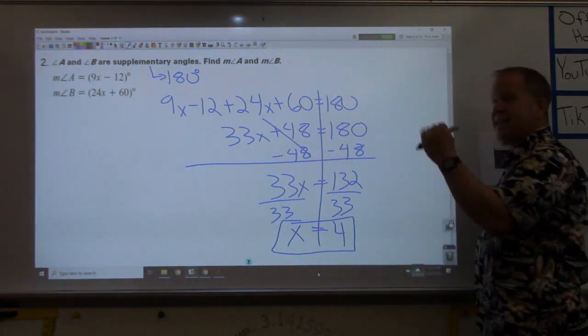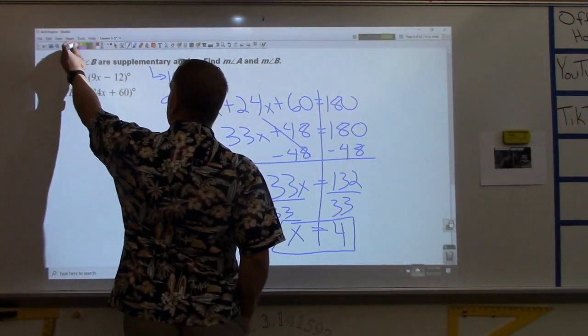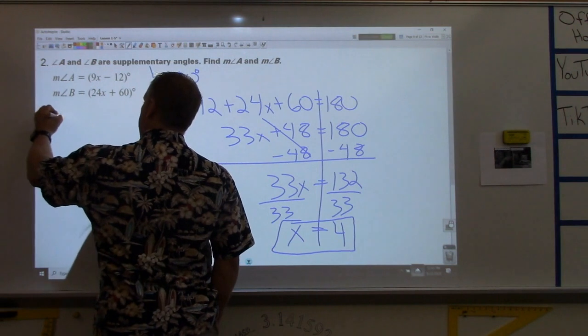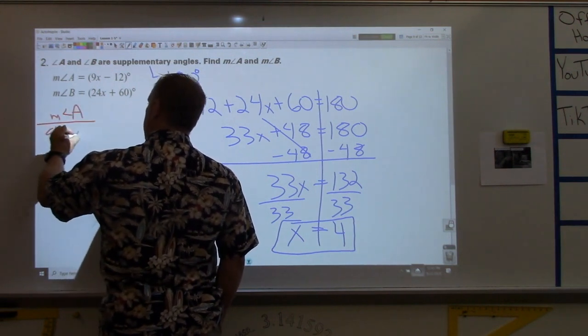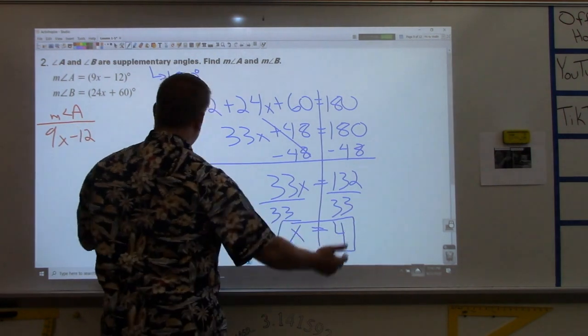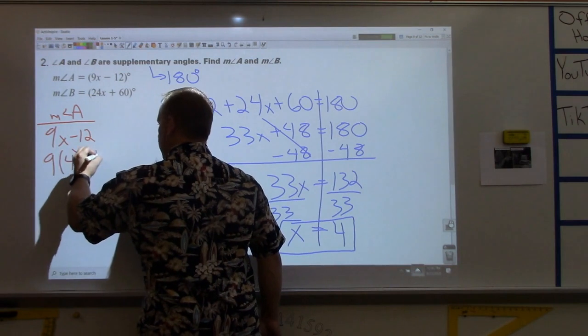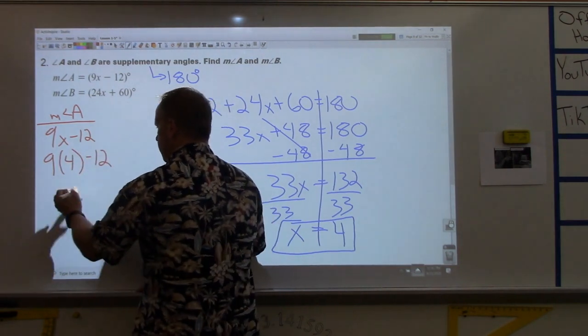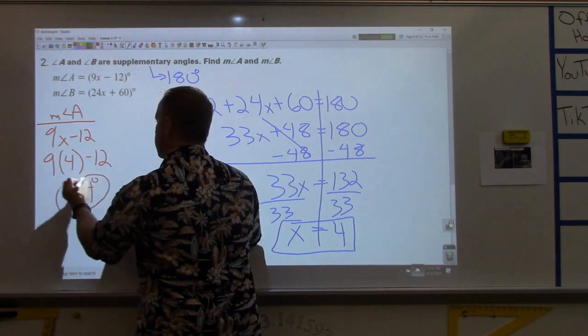And again, you're not done. Plug it back in. I'm going to do it over here because I'm kind of running out of space over there. So I'll switch it up. I have my colors here. Angle A was 9x minus 12. X is 4. So 9 times 4 minus 12. 9 times 4, 36 minus 12. Angle A is 24 degrees.